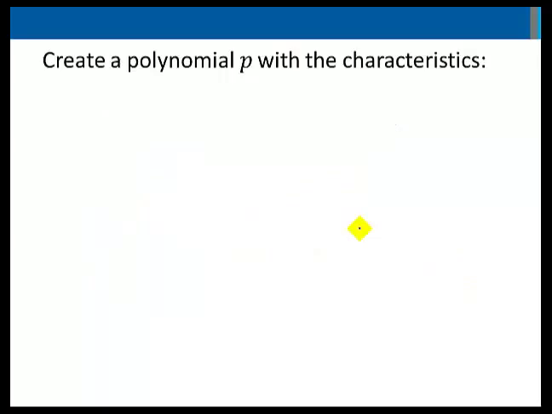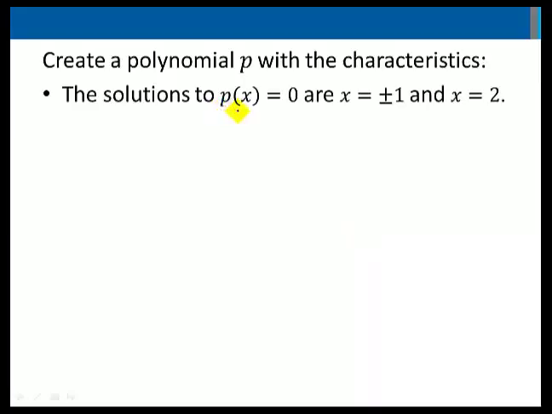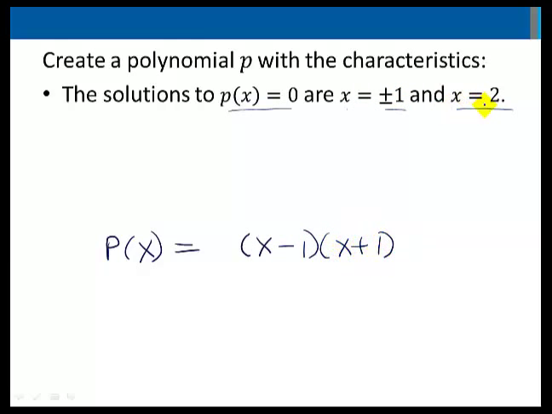Okay, next let's create a polynomial p with the characteristics. The solutions to p of x equals 0 are x equals plus or minus 1 and x equals 2. Okay, well, I'm just going to start working on this polynomial p of x. If x equals 1 is a zero, then I know I'll have a factor of x minus 1. If x equals negative 1 is a zero, I know I'll have a factor of x plus 1. And if x equals 2 is a zero, I will have a factor of x minus 2.